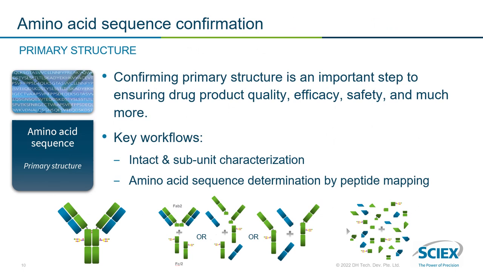As we dive into primary structure confirmation, we'll use three-ish different workflows, each of which is depicted in the illustrations down at the bottom. First, we'll separate the intact protein. We can also reduce the intact molecule into different subunits, or we can digest the intact protein with a proteolytic enzyme, which will cleave the protein at specific amino acids, creating smaller, more manageable fragments.